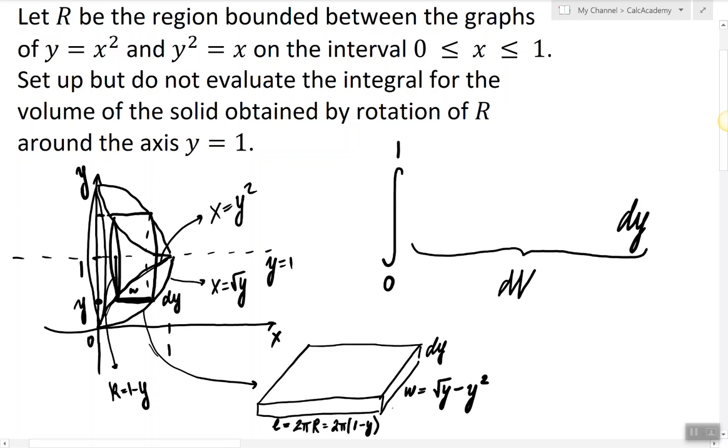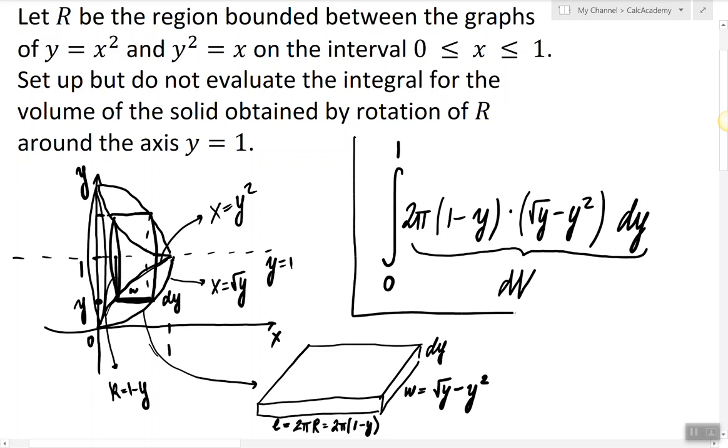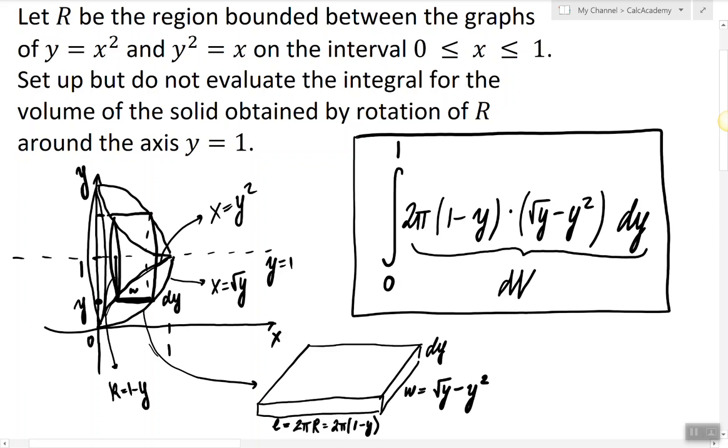So the volume of each shell, using this notation, will be expressed as 2 pi r times width, which is square root of y minus y squared, times height, which is dy, and it is already part of this integral notation. So this is the integral that finds the volume of the solid of revolution.